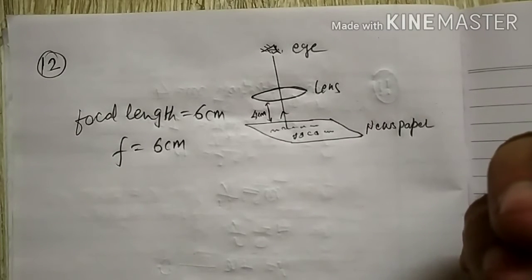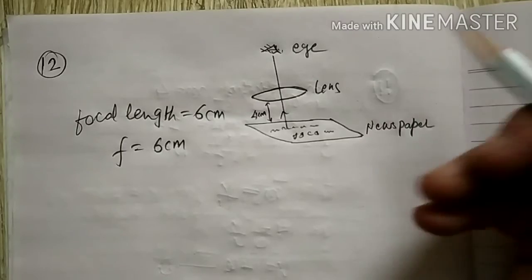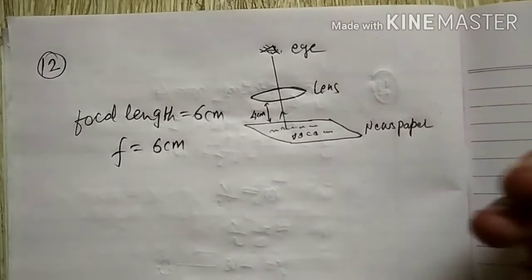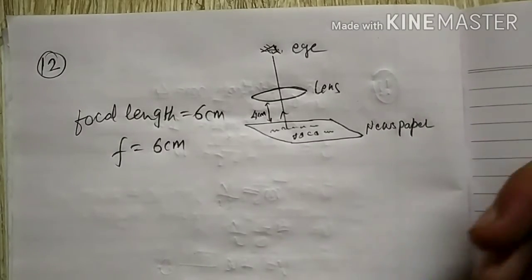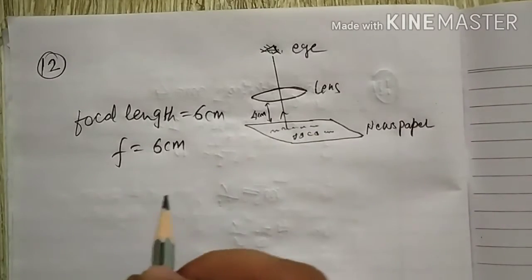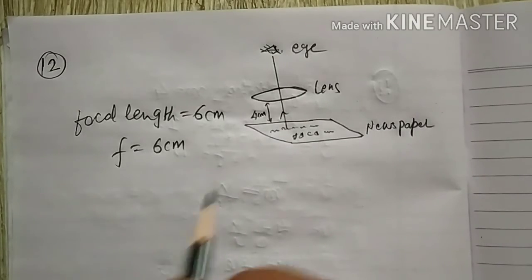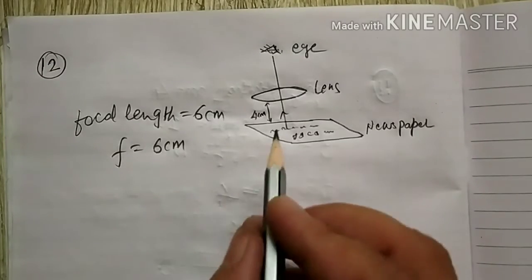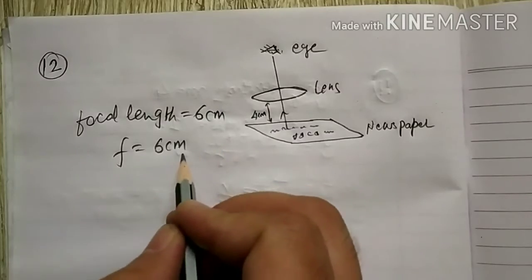which has print 0.5 high. That means the height of the print is 0.5 centimeter, which we can touch with the help of a finger. By calculation, determine the size and nature of the image produced. So we want to know what type of image will be formed here and what will be the size of the image.